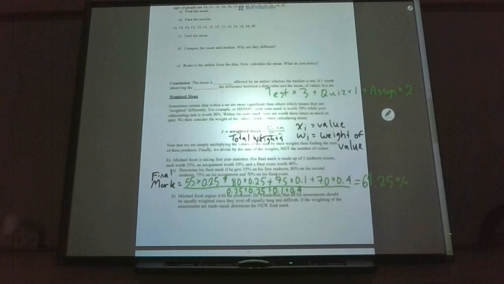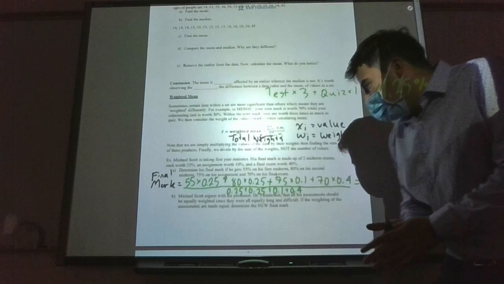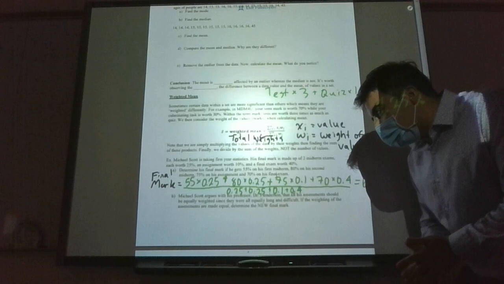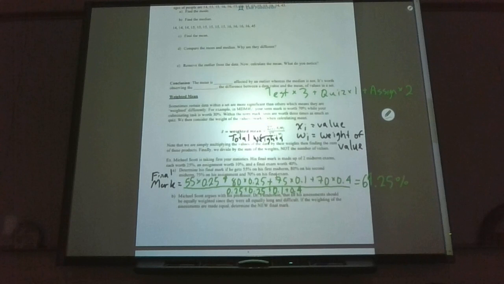Okay, and then in the last part here, it says Michael Scott decides to argue with his professor, Dr. Flenderson, that all his assessments should actually be worth the same. So if they are all worth the same, what would his mark be? I just want to see a little bit of a comparison. So let's say the professor decides, you know what? All your assessments were equally hard, so all of them should be worth the same. So how does that change his final mark? They're all worth the same.